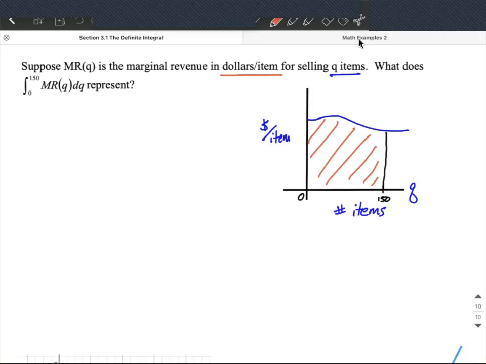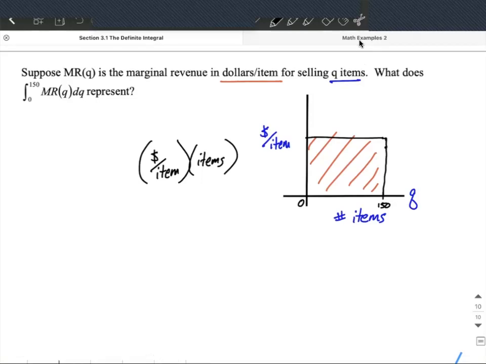Let's figure out what our units would be. If it was a nice straight, constant marginal revenue going across here, we could calculate the area by saying length times width. But in any case, it's going to be dollars per item multiplied by number of items. In our case, that's for selling the first 150 items, going from 0 items and selling 150 of them.